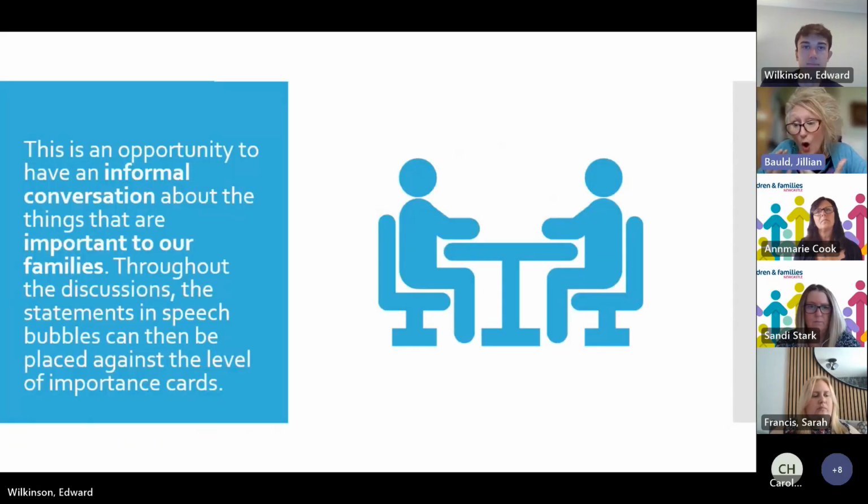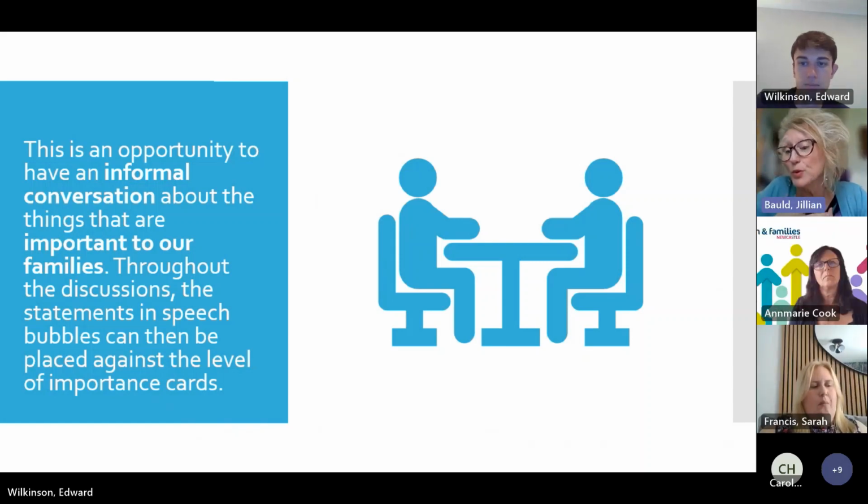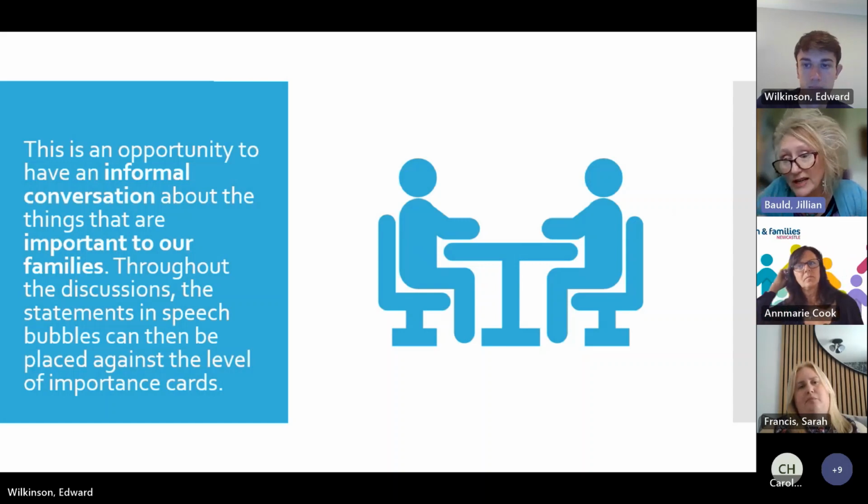So it's an opportunity to have that informal conversation. We don't want to make this formal and like, ooh, this is a ticky boxy thing, but it's about what's important to them, not what's important to us. So what you'll see is that there are statements in speech bubbles, and they get placed against the level of importance cards. So it's a bit of a sorting game, really.